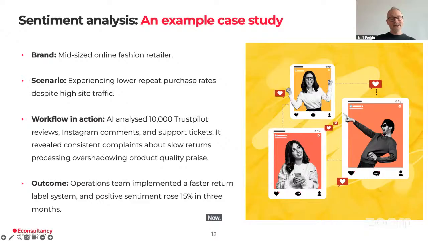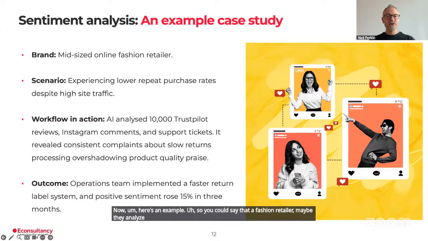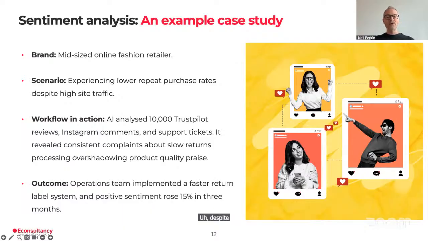Now, here's an example. So you could say if a fashion retailer, maybe they analyzed 10,000 reviews and comments with AI. And what that revealed was consistent frustration around slow returns. So they're identifying a new issue. Despite overall praise for product quality, they've identified a real opportunity to improve customer experience.